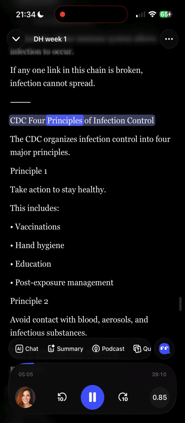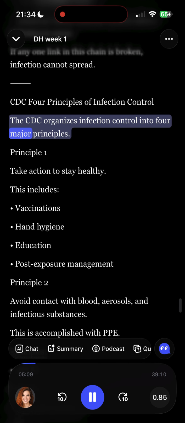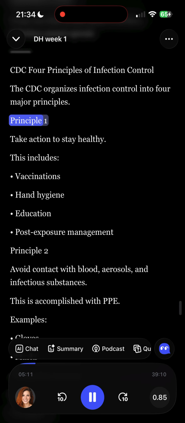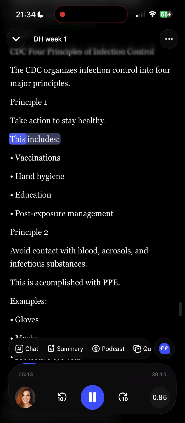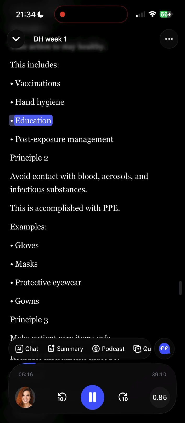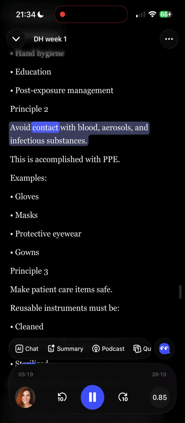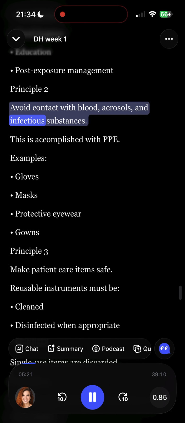CDC four principles of infection control. The CDC organizes infection control into four major principles. Principle 1. Take action to stay healthy. This includes vaccinations, hand hygiene, education, and post-exposure management. Principle 2. Avoid contact with blood, aerosols, and infectious substances.